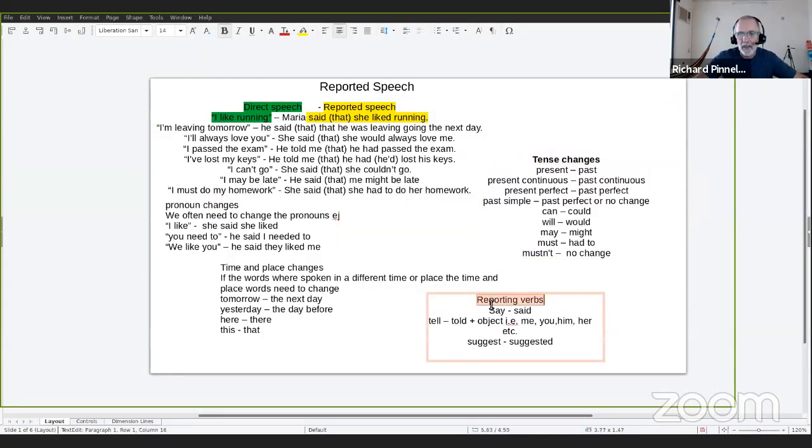Well, the first thing is we need to use a reporting verb, say or tell. I'll talk about the difference of those in a minute.